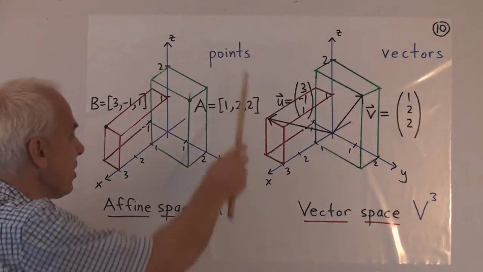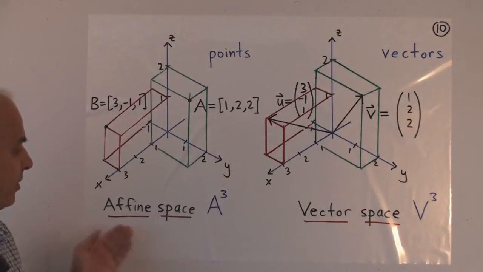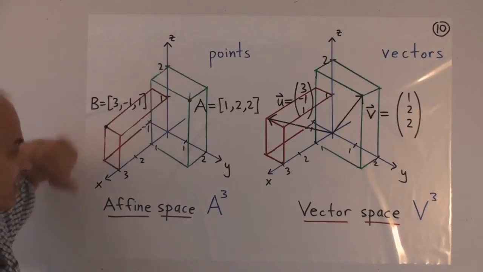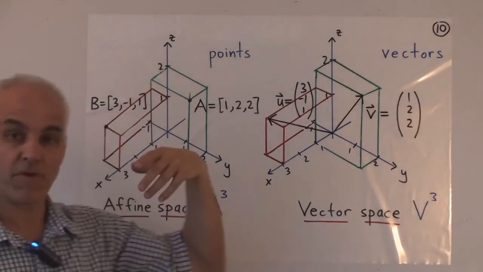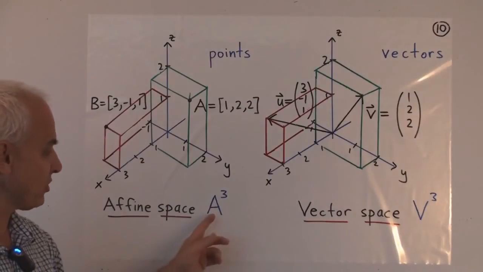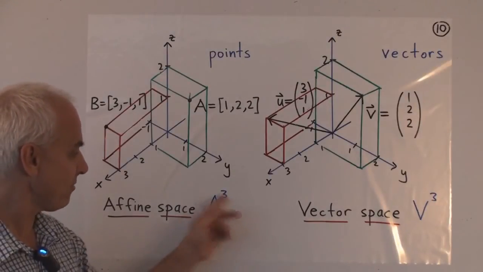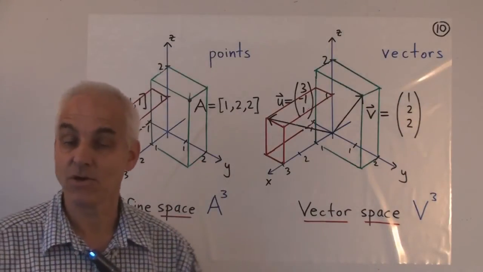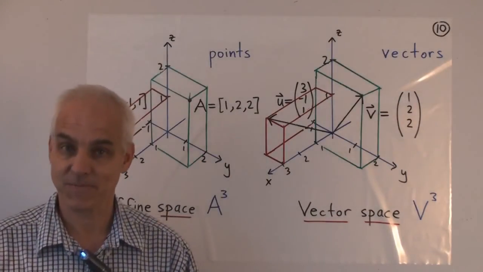Now, this setup that we've defined, we might call that affine space. The main objects are points and the things that you can form from points, like lines and planes. And we might use the notation A with a little 3 to denote this three-dimensional affine space whose main objects are points.